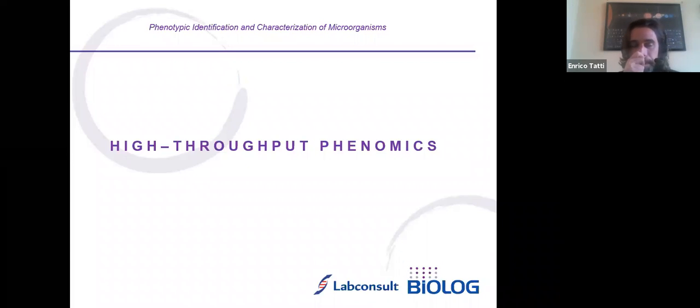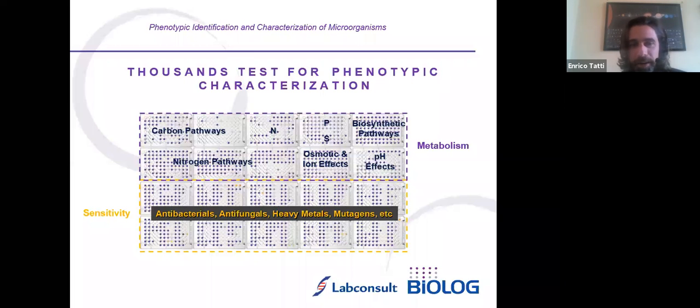So this is pretty much all for the ID. Before I finish, I just want to show you how Biolog then developed this technology further. It may be of interest to you or for some of your colleagues, and how we transition from phenotypic identification to extensive high throughput phenomic characterization. And it's only a few slides.